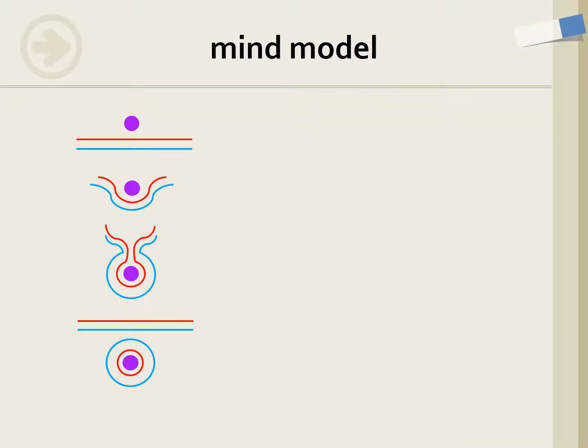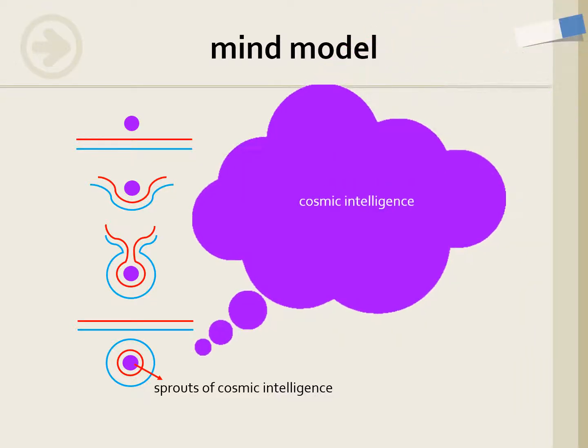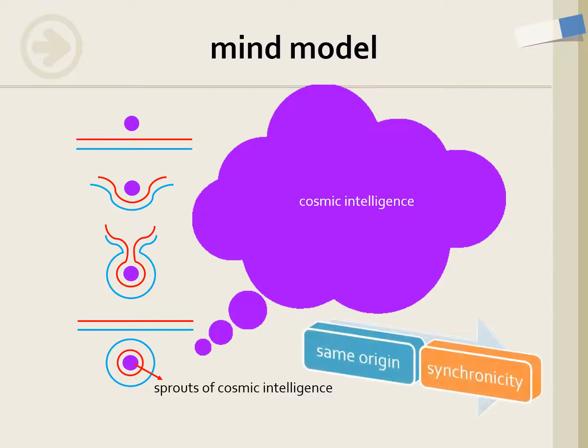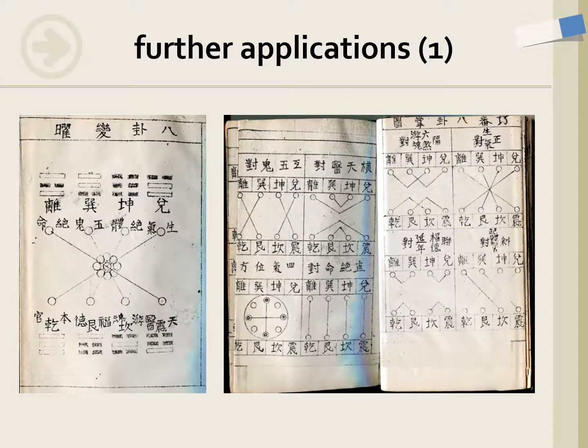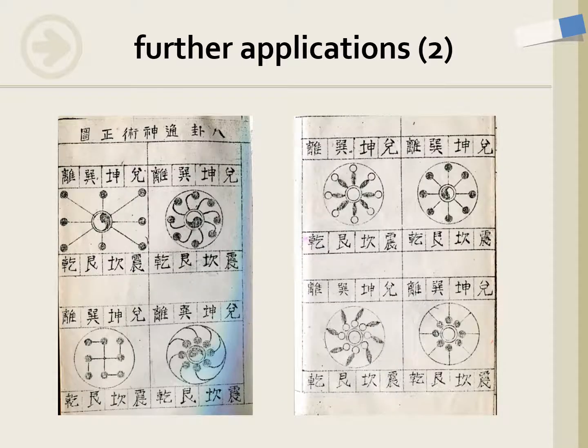We can extend the concept to the mind. Sprouts of cosmic intelligence can be embedded during the development. Then, thanks to the same origin, they will show synchronicity. Because of the addition of the sky and earth axis, there can be more combinations. I expect that these kinds of combinations can work as signaling pathways during development and regeneration.